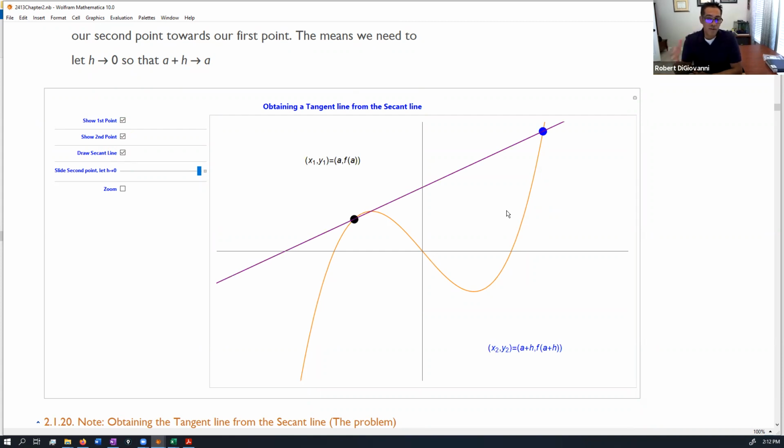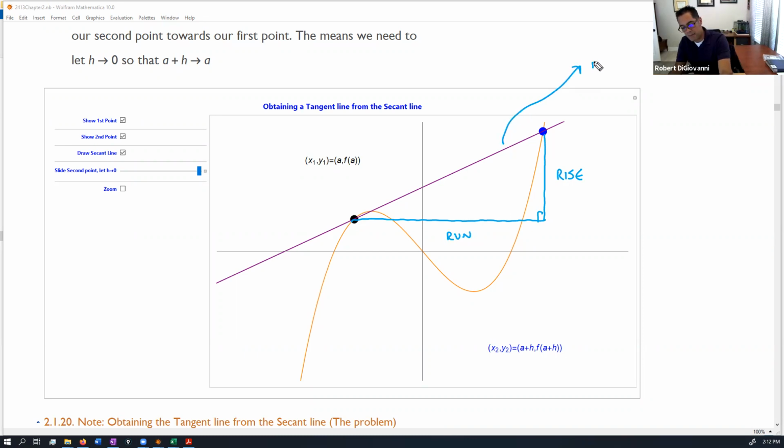We can always find the equation of a line that goes through 2 points. If someone gives us 2 points, we have a formula to find the equation of the line that goes through them. And what you need is to first know what the slope is. So we can look at this as being the rise and this as being the run. You've probably heard this before. And so the slope of this line, we call it M, is rise over run.